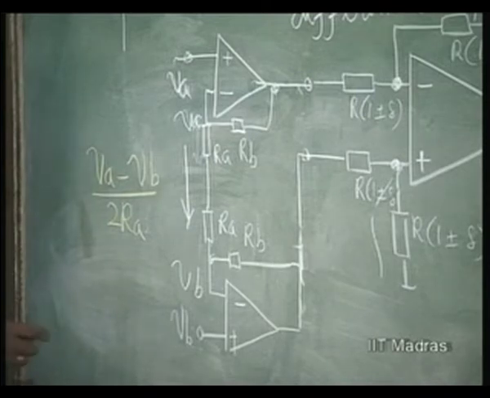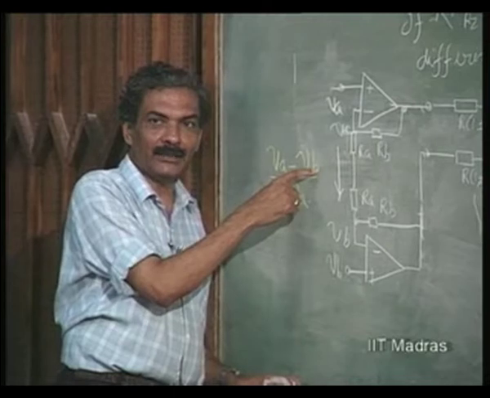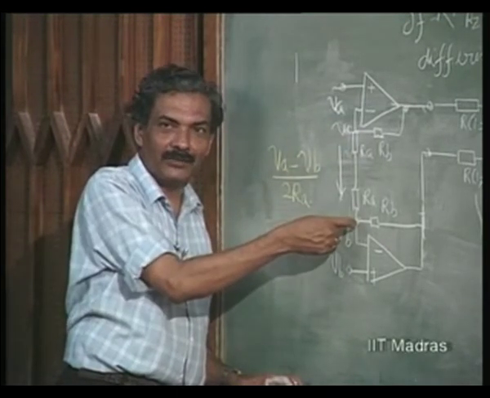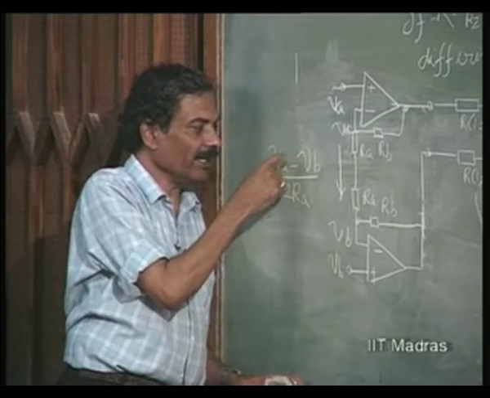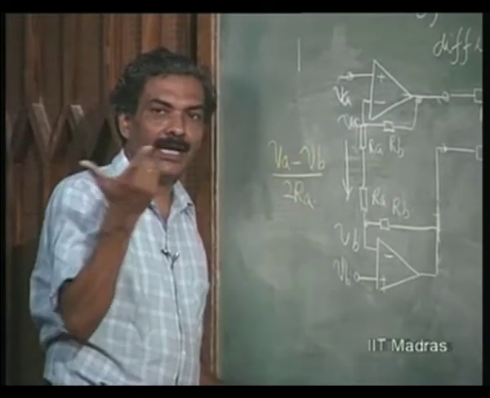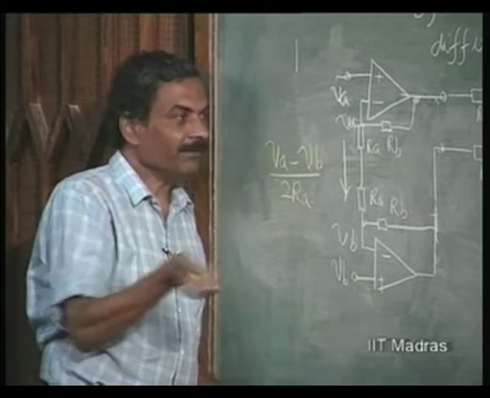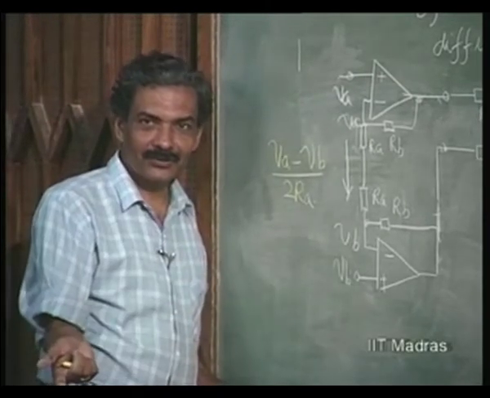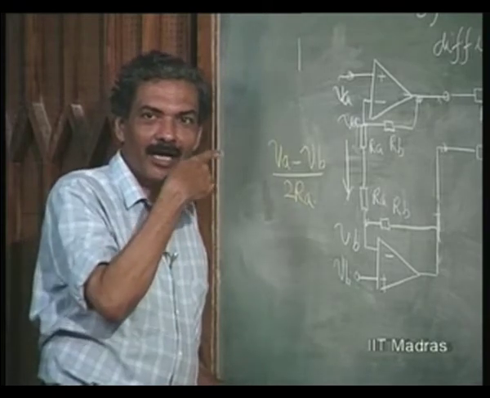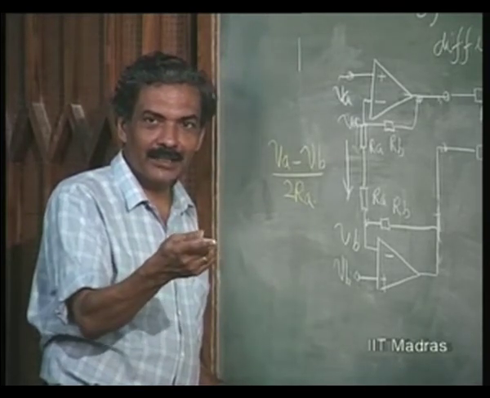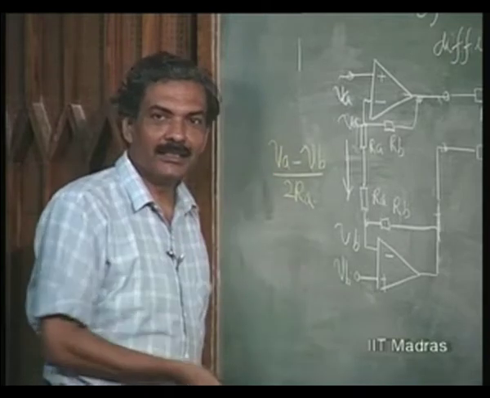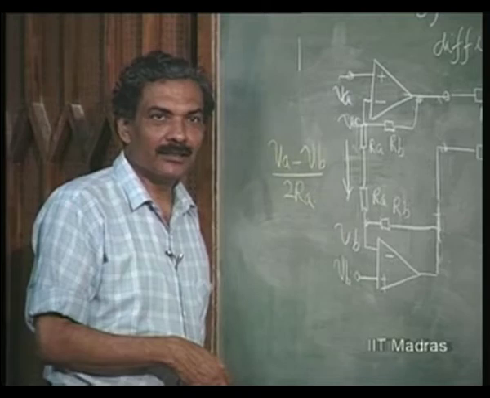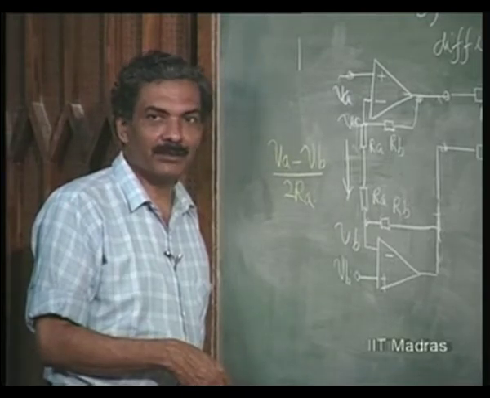Have you understood this point? VA minus VB is automatically the difference voltage coming across a common resistance of 2 RA, right. So, VA minus VB by 2 RA can be made as high as you please, but when VA is equal to VB, current is still equal to 0. So, it does not amplify the common mode voltage, it amplifies only the differential mode voltage. This is the trick in the so called 3 op amp instrumentation amplifier.